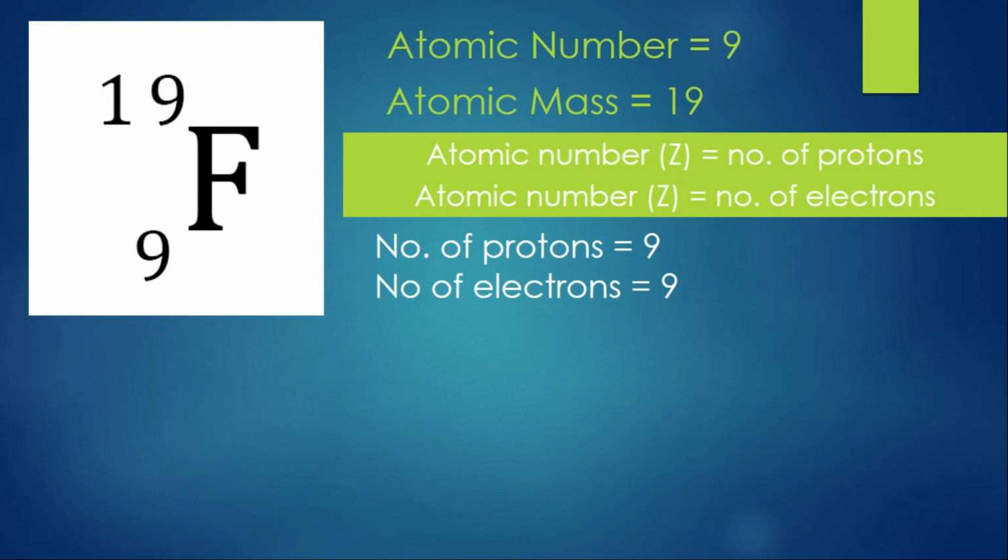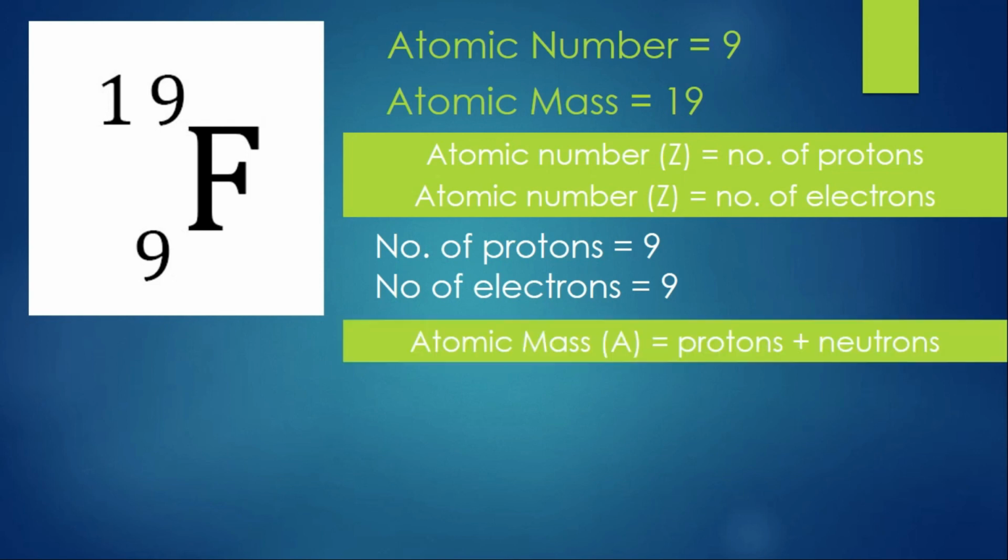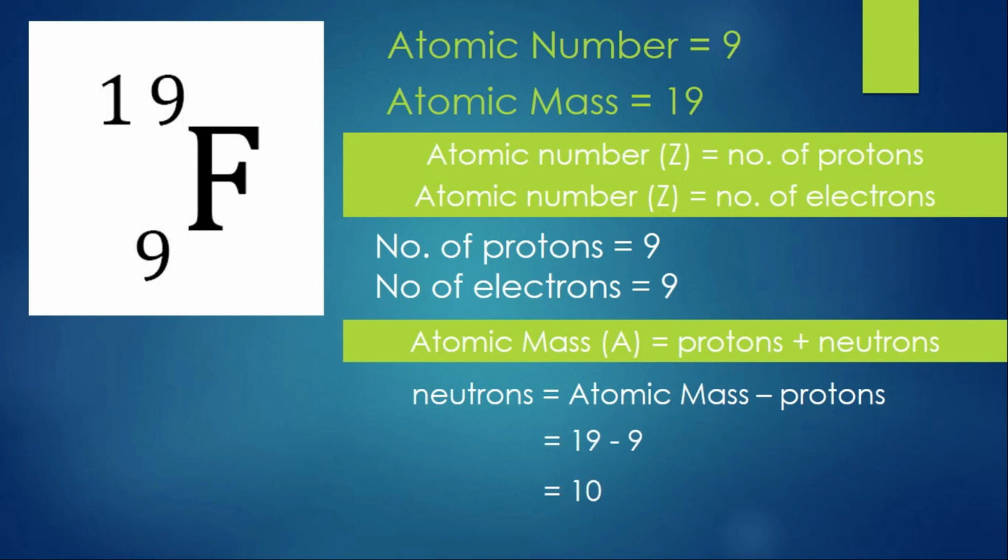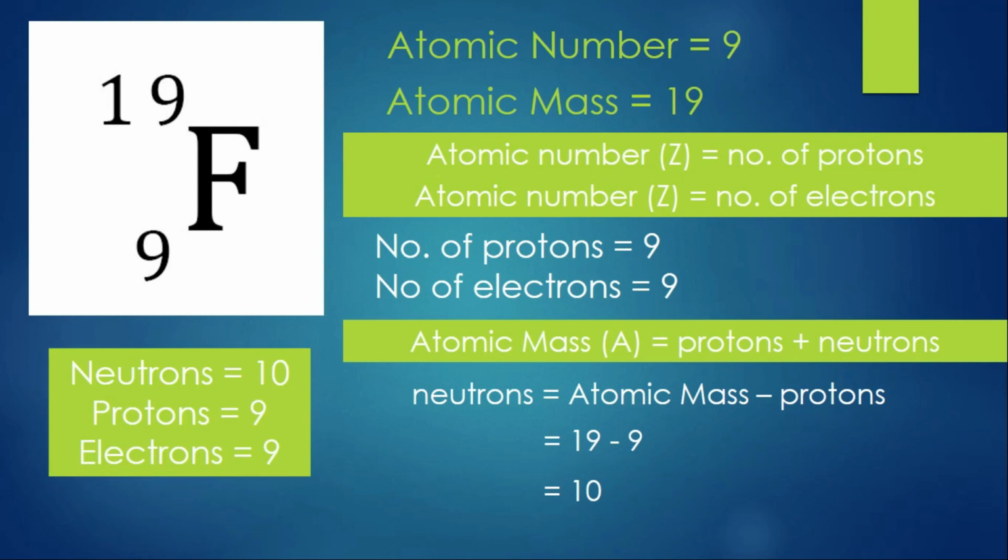In the same manner, we know that atomic mass is the sum of protons and neutrons. Now if we make neutrons the subject, we will get the number of neutrons to be the atomic mass minus the number of protons, which will be 19 minus 9, which is 10. So the number of neutrons in one fluorine atom is 10 and the number of electrons and protons is 9. So simply by using the atomic number and mass number, we can easily find out the number of subatomic particles in an atom of any particular element.